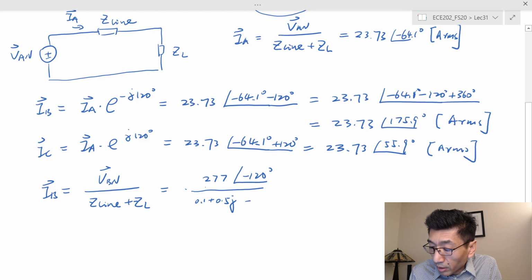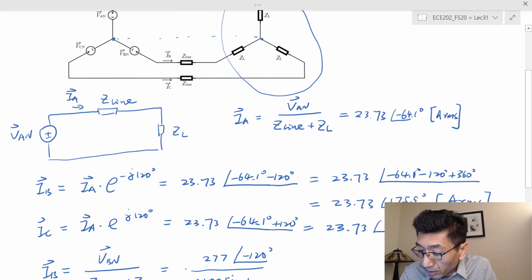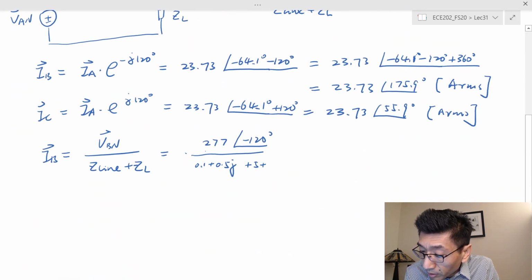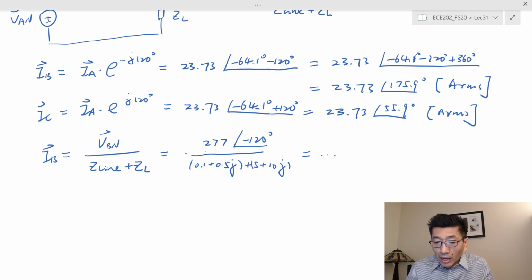And the Z sub L, let's see the numbers, that's 5 plus 10 J. Right, so you can calculate this, and you will get the same answer. In this way, if you find the B phase has a different magnitude from the A phase, then you will find you made an error either in the IB calculation or the IA calculation, right? So that's the alternative way of doing the cross-check.